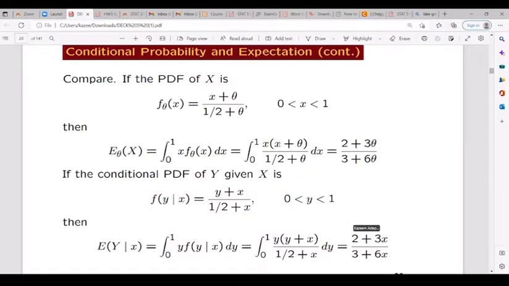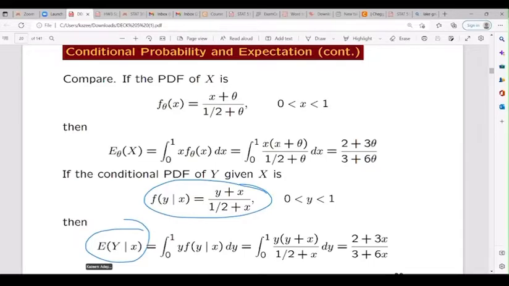Now let's make an attempt. We can find a conditional expectation based on this conditional function. If I want to find the conditional expectation, take a look at that. When I do the integration again with respect to y, anything other than y is going to be regarded as constant. This is what I got.